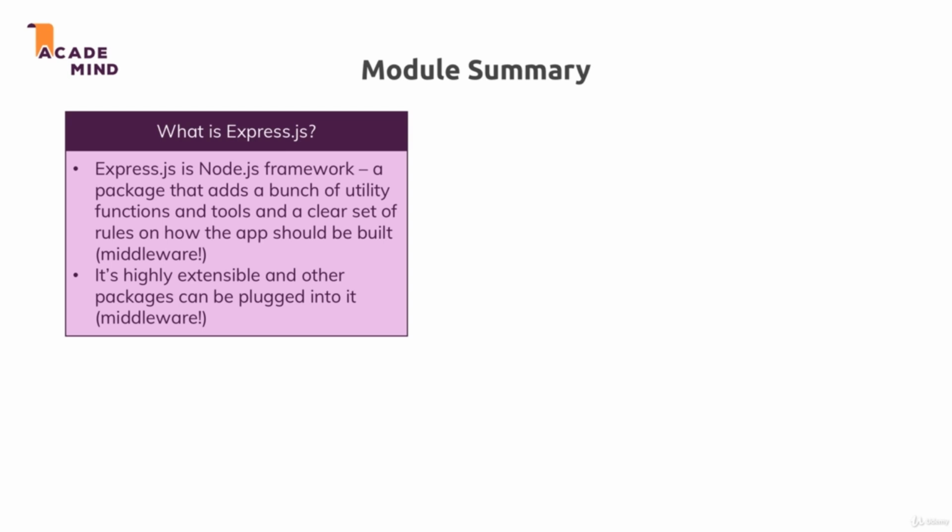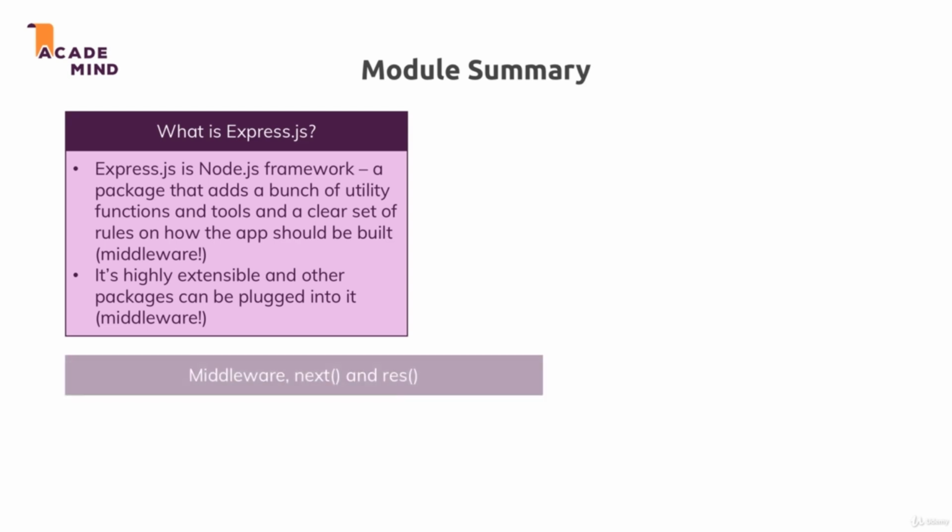We, for example, still use the path core module in this module. But you build up on it and get a bunch of utility functions and a clear set of rules on how you should structure your app. And it's all about middleware and understanding that flow of a request through all the middleware functions. Express.js is very popular because it's highly extensible, and as you already saw with the body parser in this module, you can easily plug some packages, a lot of packages actually, into an Express app because they just expose such middleware functions, and you can therefore easily add them and the request gets funneled through them.